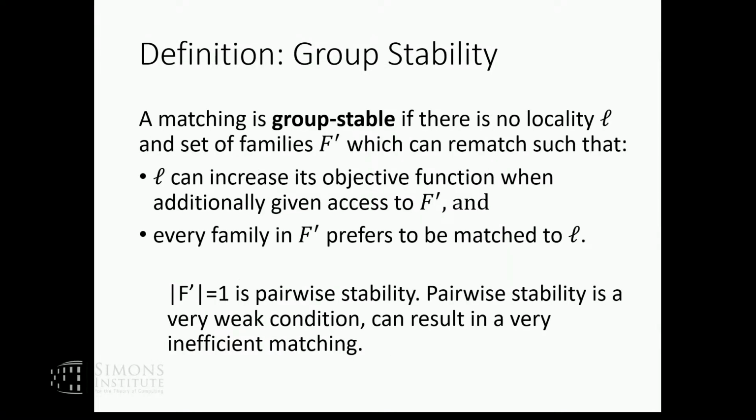So we are going to look at this problem and think about a concept called group stability. It really means that, given the existing matching, I cannot find a new group of families such that, given this extra access, they are going to accept the F prime instead of, or together with, the old family that they are currently matched with. And it's much stronger, much nicer than just pairwise stability because of non-substitutability.